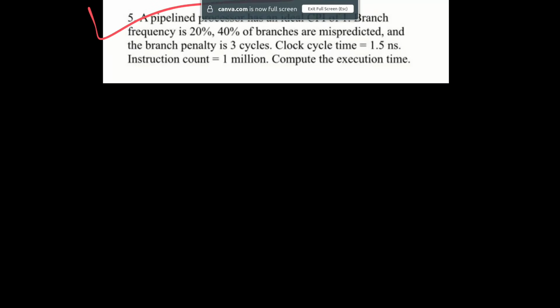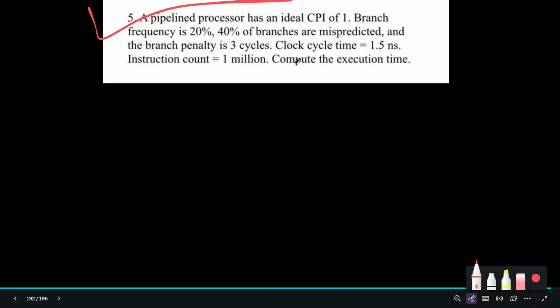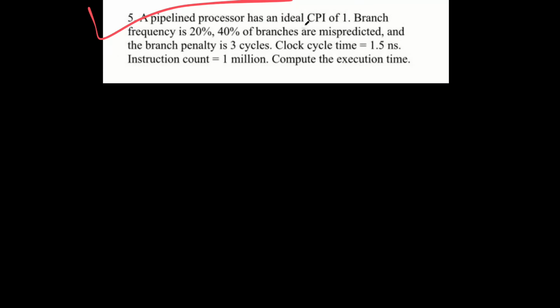Now let's see question number 5. The pipeline processor has an ideal CPI of 1. We know that. Branch frequency is 20%, 40% of the branches are mispredicted, and the branch penalty is 3 cycles. Clock cycle time and instruction count are given. So first, our ideal CPI is 1, but some things are added to the ideal CPI: 20% branches, 40% of them mispredicted, and the branch penalty.